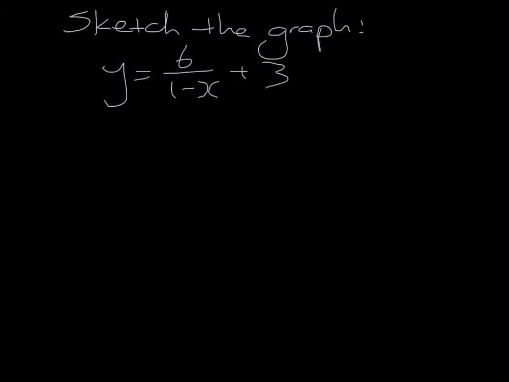Sketch the graph of 6 over 1 minus x, plus 3. So again, we need to identify our asymptotes. Look at the bottom here. What's going to make that 0? 1 minus x equal to 0 would be where the bottom would equal 0, which we can't have, so we're going to have an asymptote at x equal to 1, and there will be a corresponding one at y equal to 3.